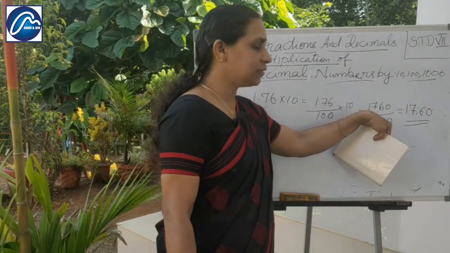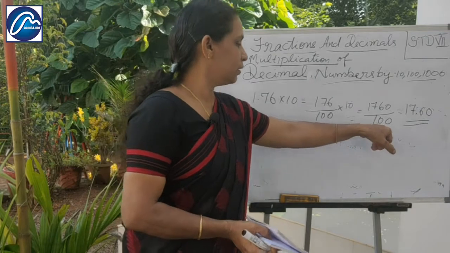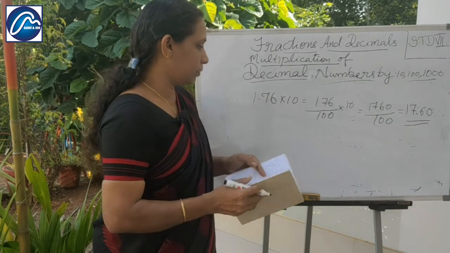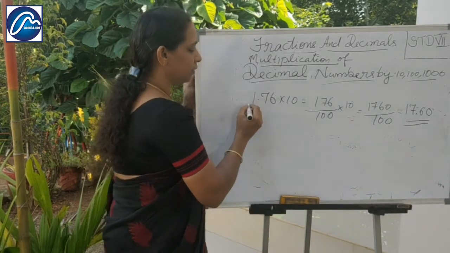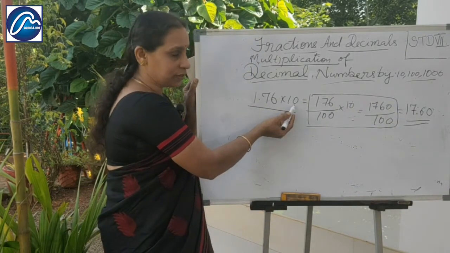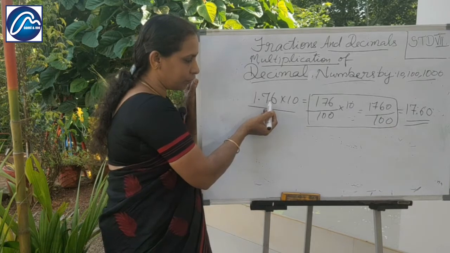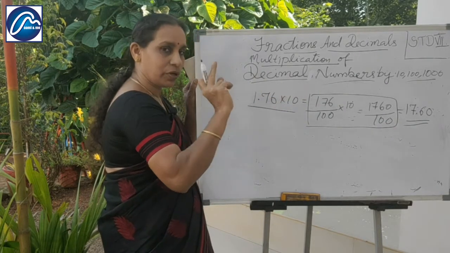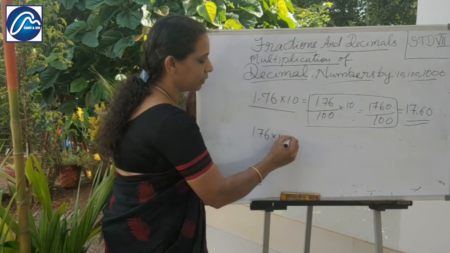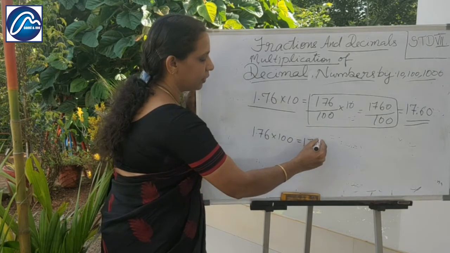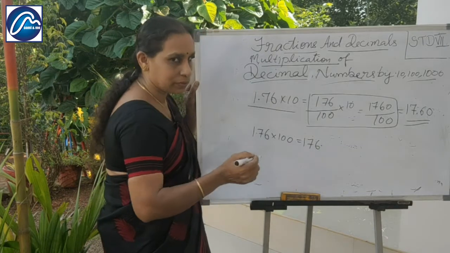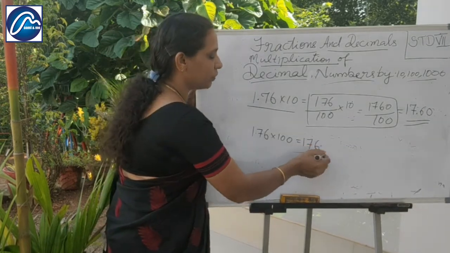It depends upon the zeros here. It depends on the zeros below. So it is easy, you can do it this way: if there is 1 zero, the point will move one place to the right. If it is 1.76 into 100, then the decimal point will move 2 places. When the 2 places move, it comes here, and that is 176. After that there is no meaning for decimals.